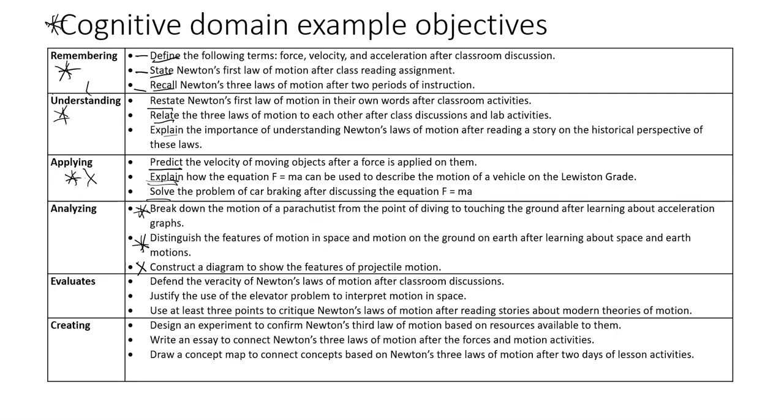Evaluate, defend the veracity of Newton's laws of motion after classroom discussion. Justify the use of the elevator problem to interpret motion in space. Use at least 3 points to critique Newton's laws of motion. Creating, design an experiment, write an essay, draw a concept map. So these are the types of objectives that are coming from the cognitive domain.